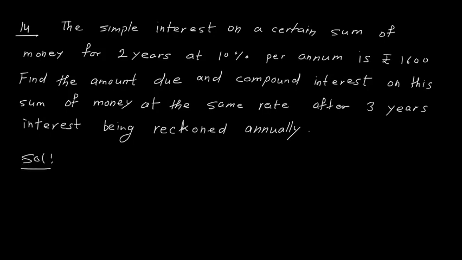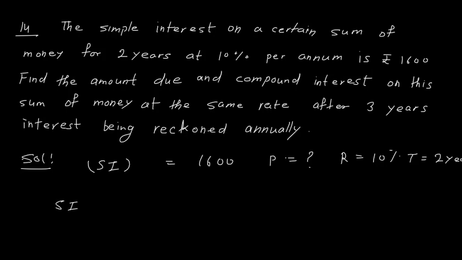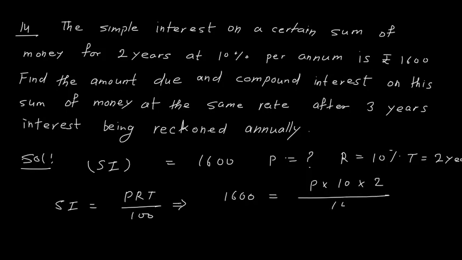So here we have simple interest for 2 years. Okay, it is rupees 1,600. Principal we don't know, question mark. Rate is 10% and duration is 2 years. Okay, so the formula for simple interest is PRT upon 100. So that will give us simple interest as 1,600 is equal to P is unknown, R is 10, T is 2 year divided by 100.